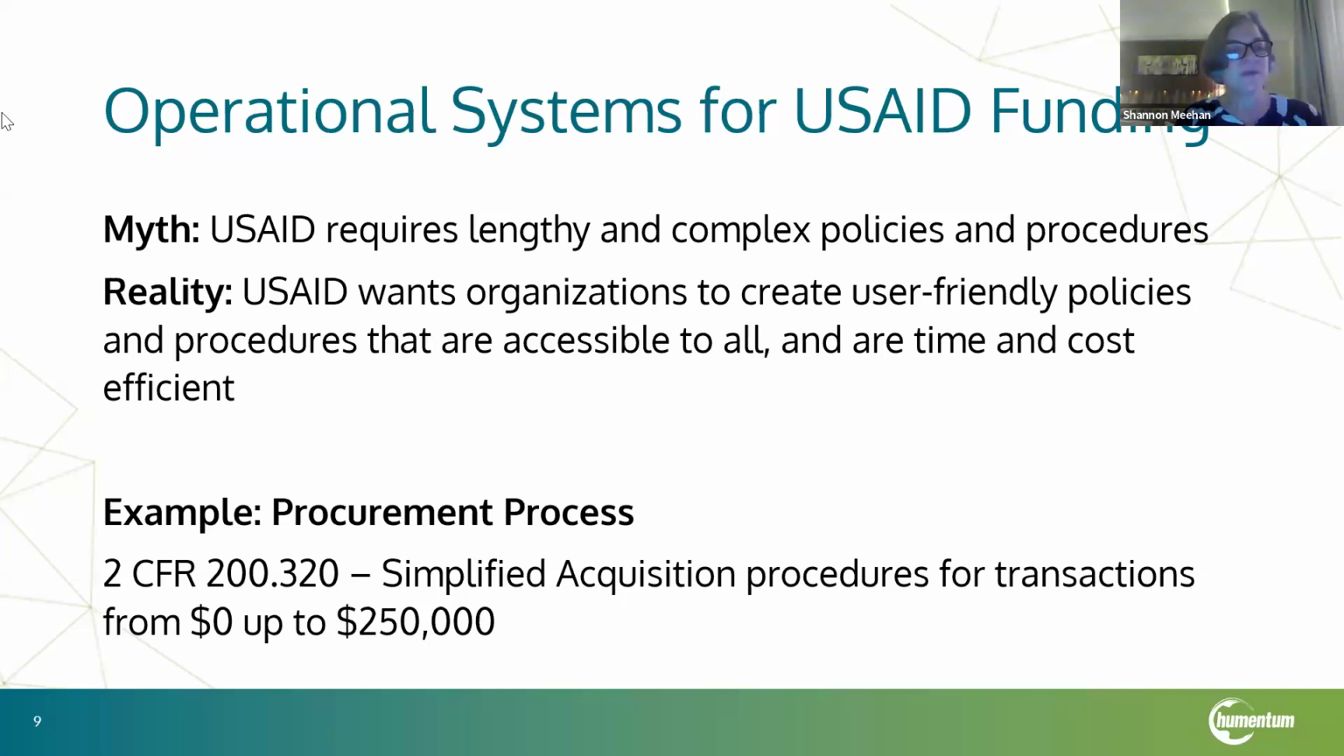So we are a US-based prime with local subs that utilize the de minimis rate. We will have to request USAID to modify our award to be able to flow down the new allowance for up to 15% de minimis.